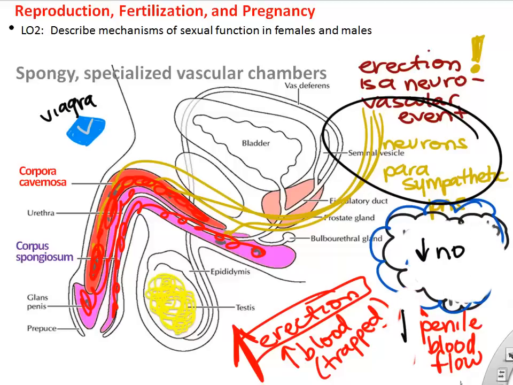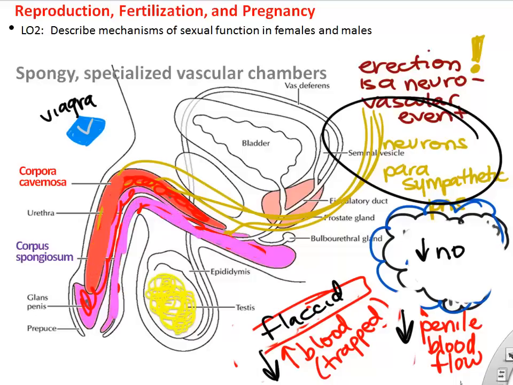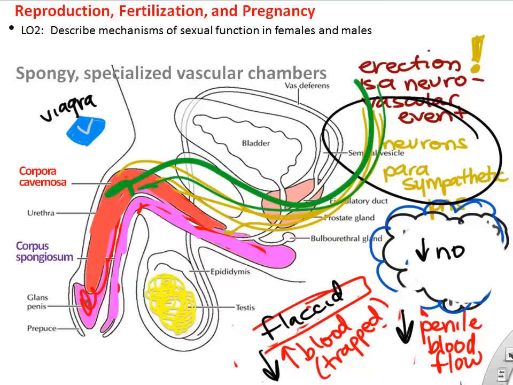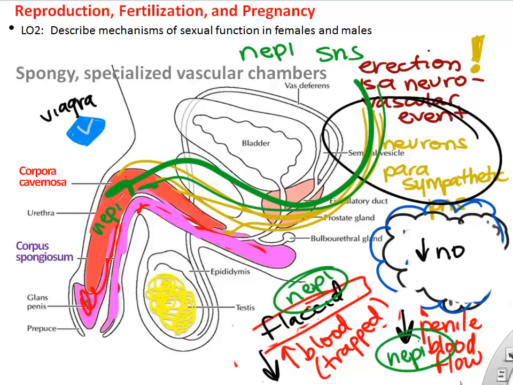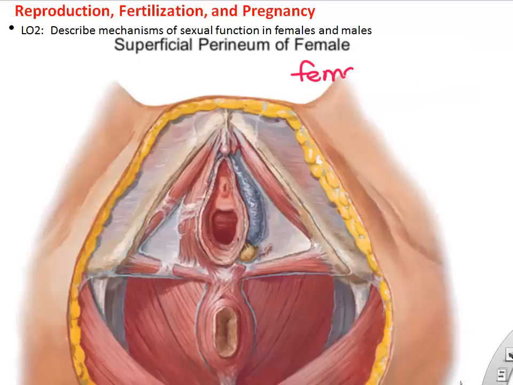So what happens when the penis is flaccid? Those parasympathetic neurons are not releasing NO. Decreased blood flow in those spongy tissues. The blood flow goes down. There's also sympathetic neurons which innervate those same vascular structures and release norepinephrine. So the combination of norepinephrine and low nitric oxide cause that to be constricted and so cause a flaccid penis.